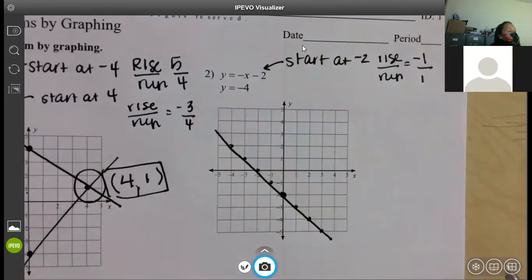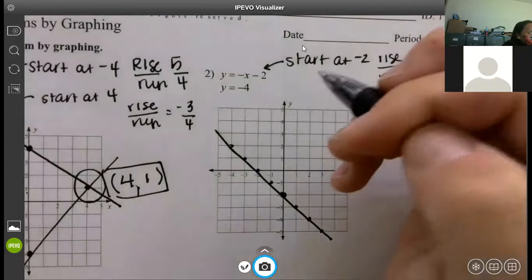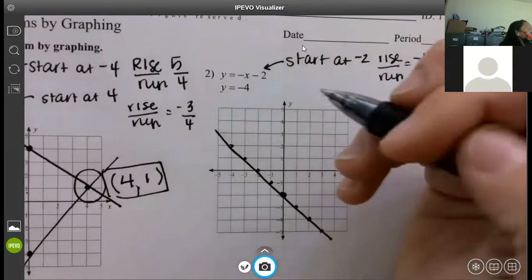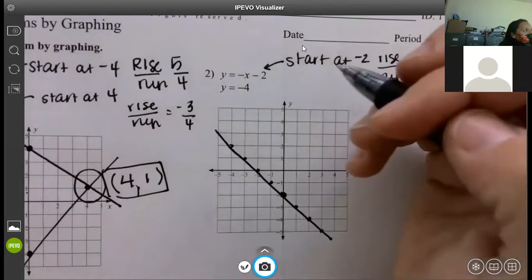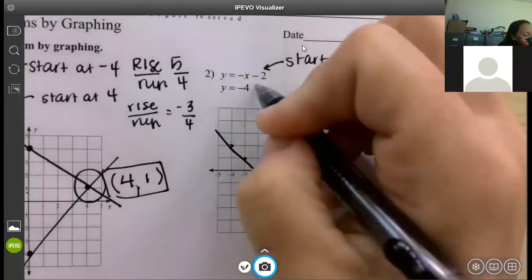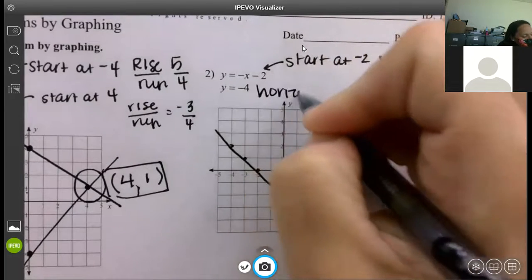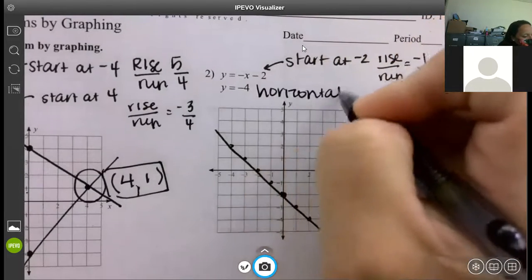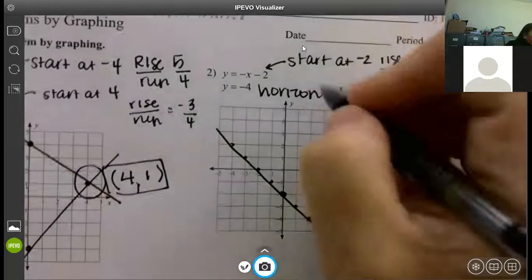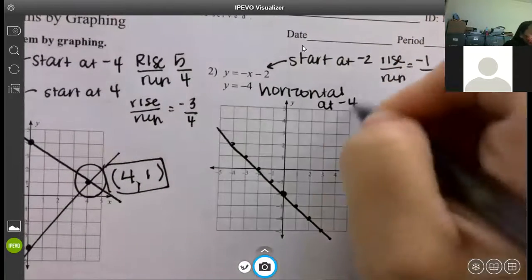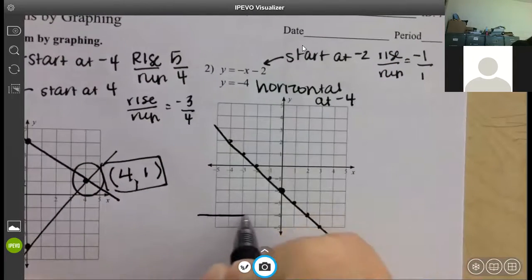If you're having trouble graphing these, you need to know how to graph them because we're going to be graphing more later. All right, y equals -4. What kind of line is that? I mean, they're all straight, but horizontal. It is horizontal, and it's horizontal at -4. So we're going to go down to -4 and we're going to make a horizontal line.